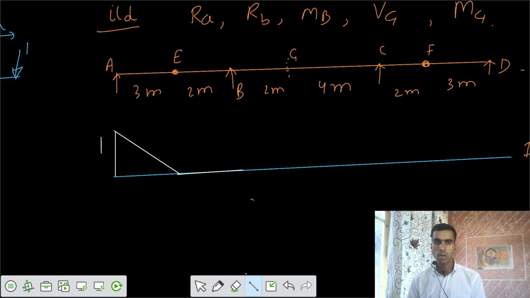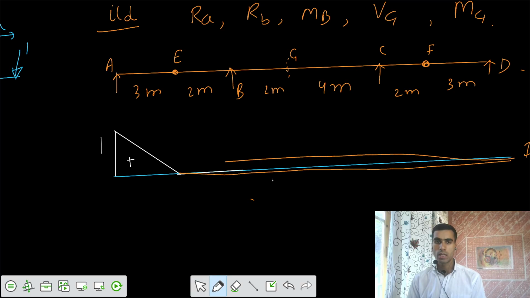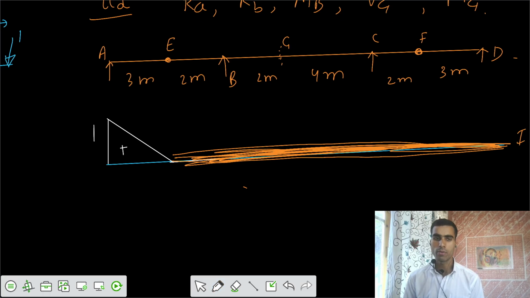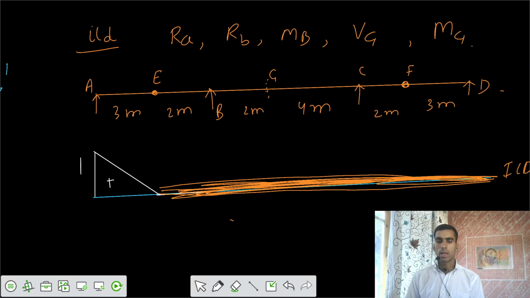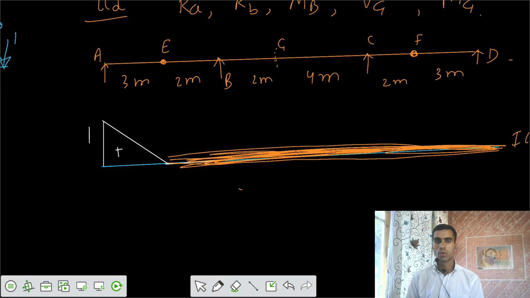So there was a 1 unit. After that it goes to 0 in the length of 3 meters. After that there would be a straight line up to all points from E to D. You have that 0 line of ILD. So I would say this is your ILD for reaction at A. And you can still verify that if you apply a load at any section, you get the reaction at A equals to 0.